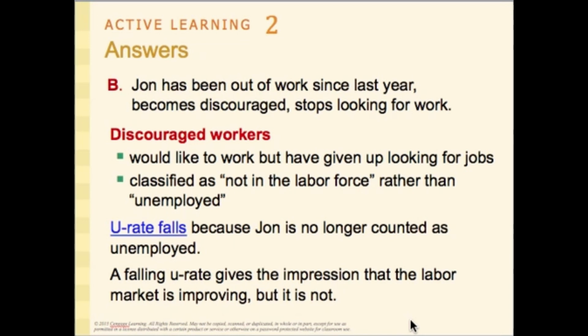The unemployment rate falls because John is no longer counted as unemployed. So he's dropped out of the labor force. He's no longer in those first two groups of employed versus unemployed. So the unemployment rate actually goes down. A falling unemployment rate gives the impression that the labor market is improving. However, it's not. John didn't leave on his own. He left because he was discouraged.